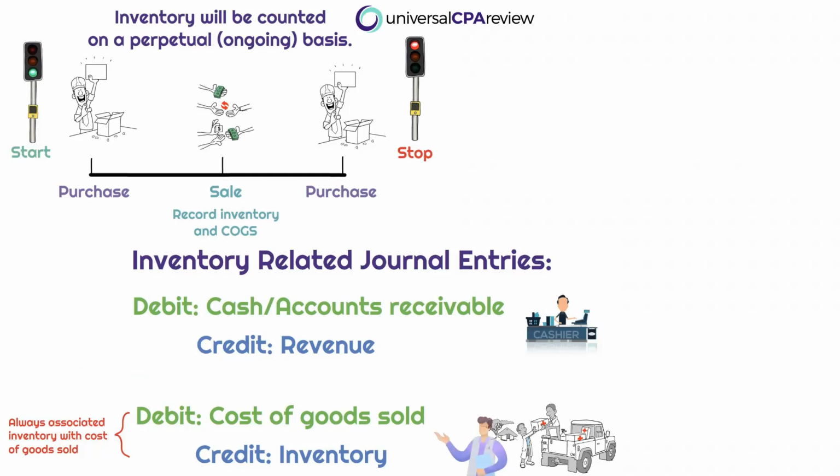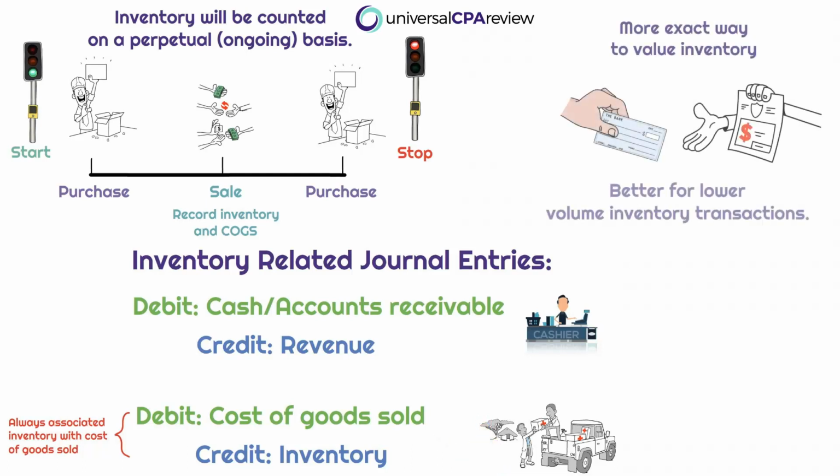And as we mentioned previously, we're always going to associate the sale of inventory to cost of goods sold. So we also need to record the debit to cost of goods sold and a credit to the associated inventory that has been sold and is coming off our books. Okay, so this is ultimately a much more exact way of valuing inventory, and it's a method that would make more sense if we had a lower volume of inventory transactions. Okay, so if Boobaloo wanted to have a more exact value of their inventory, then perhaps they would do this in a perpetual manner, as opposed to a one-time count at the end of the period.